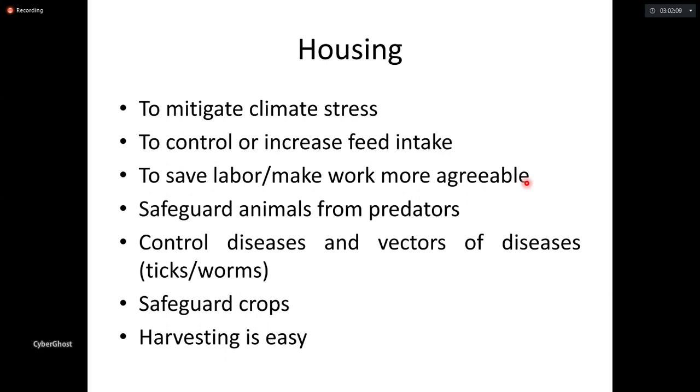Then we can control the amount of feed this animal needs, based on their requirement, and also we can increase the amount that we are offering, and then they can consume more and more feed and increase their feed intake. In addition, we can manage our laborers and our supportive staff in an efficient manner. We can save lots of labor and make whatever work is available more convenient.